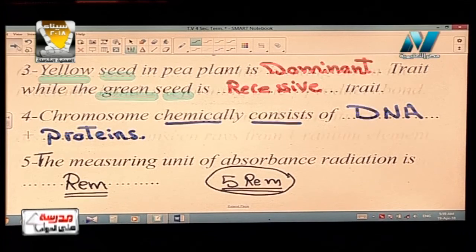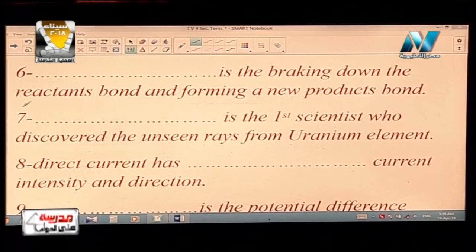Next question is complete برضو. بيقول لي the breaking down, what is the breaking down of the reactant bonds and forming a new products bond. طبعا هنا لسه قايلينها as what is meant by, but here as a complete is the breaking down the reactants bond and forming a new products bond.